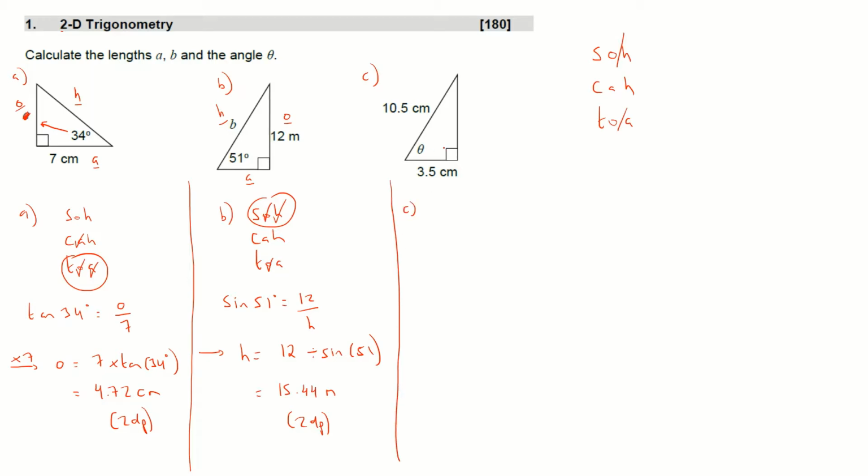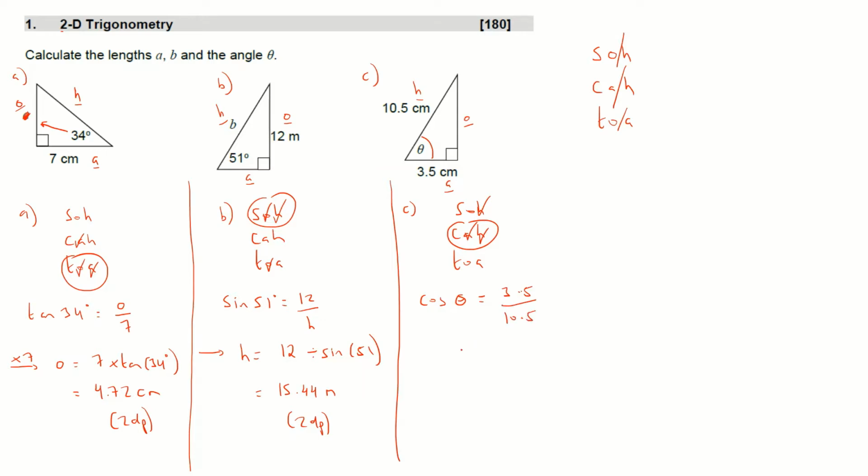Part C then, again, label the sides, use the angle. So that's O, that's H, and that is A. Again, write down SOHCAHTOA. Well, I know H, and I know A. So I'm going to use cos. And this time I don't know the angle, but I know the cos of the angle. Remember this letter here is called theta. Cos theta, remember, cos is A over H. So it's going to be 3.5 divided by 10.5.